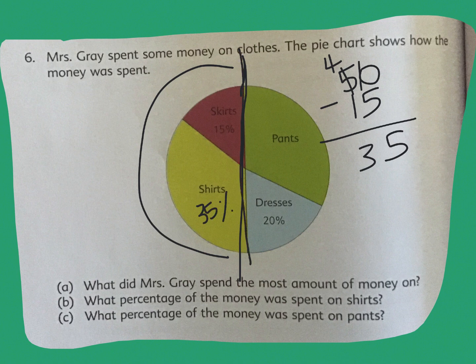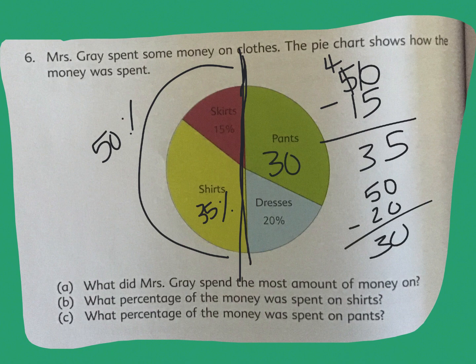Same thing with this side. If this was 50%, this is going to be 50% as well. So 50% minus 20, which equals 30.